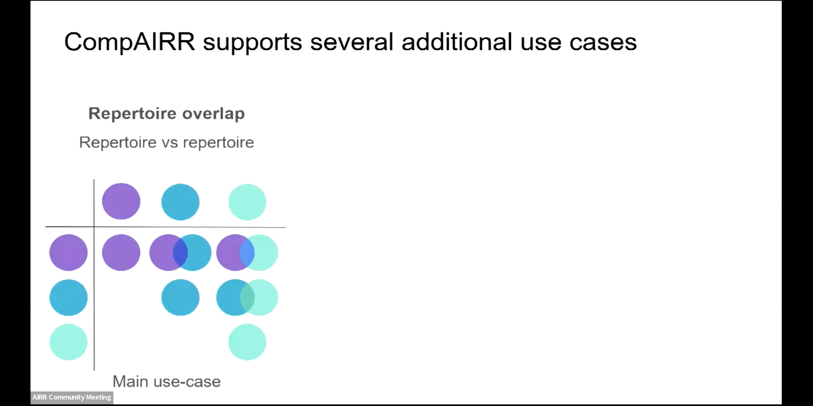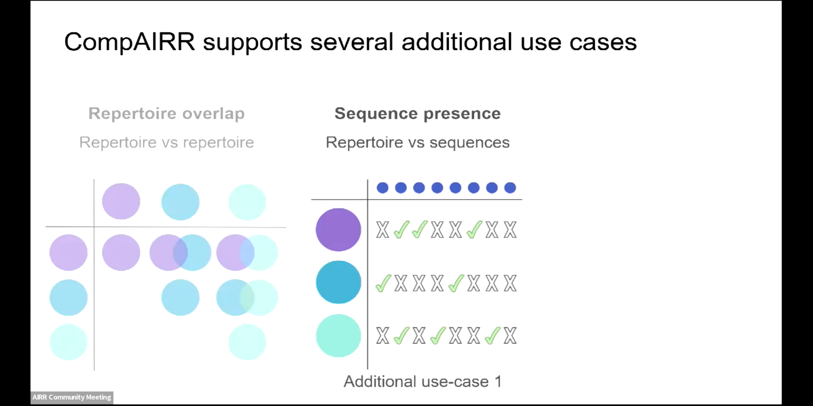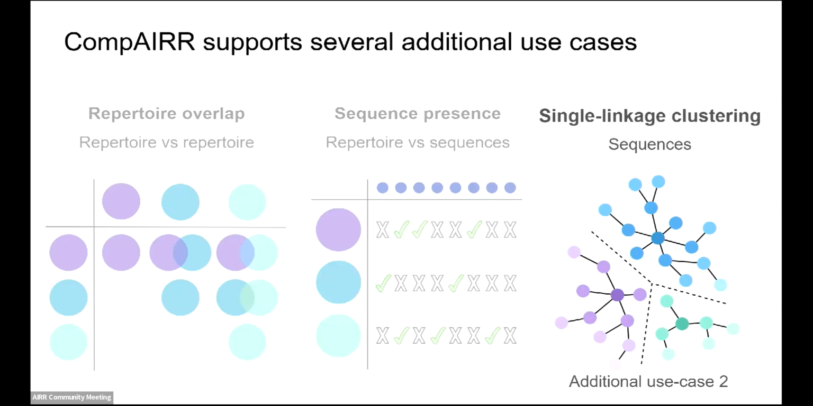Apart from the repertoire overlap functionality, CompAIRR also has some other use cases that we included. We can create a sequence presence matrix, where we compare repertoires to a set of sequences and know for each individual sequence whether it was present or absent in the repertoire, and just get one big table as an output. Here we also provide the non-exact sequence matching options. And finally, we can do single linkage clustering of a set of sequences. Every time that the sequences are a given number of substitutions away, they are put together in a cluster. This way we can grow out the clusters larger and larger.